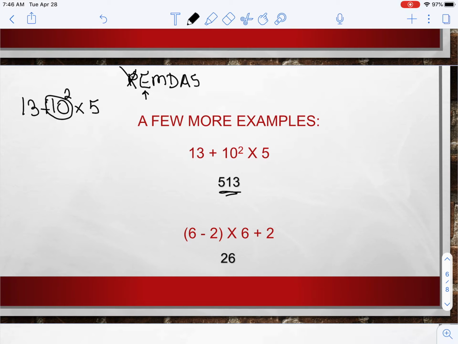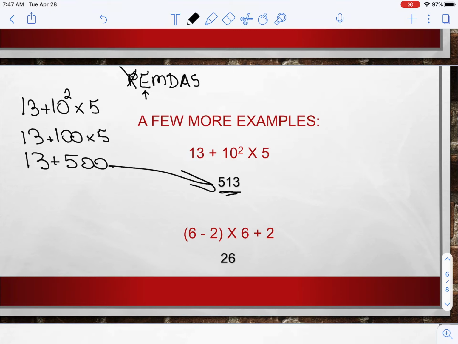So really, what we have here is 13, I'm just going to rewrite the sentence, plus 100 times 5. Okay? What will we do next? Are we going to add or are we going to multiply? We're going to multiply. So I'm just going to rewrite it again. 13 plus 100 times 5, which is 500. And when you add 13 plus 500, you'll get 513. Let's look at the next one.